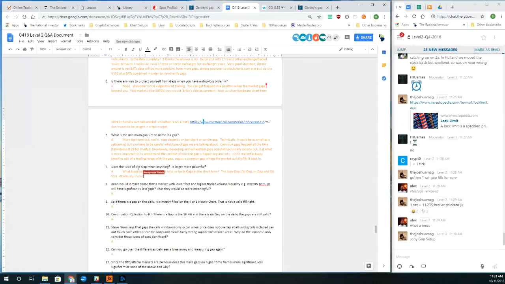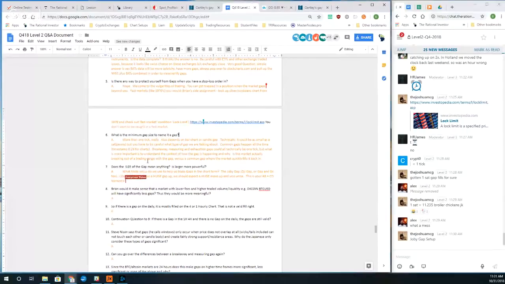So does the size of the gap mean anything? Absolutely. It can basically determine how big the continuation move is, and try and think of gap moves as like that AB equals CD kind of concept. So the gap itself is the AB. Should be a little bit of a consolidation. If we go through the gapping bar's high after the consolidation, that's your CD leg. The bigger the gap, the bigger the CD leg. Hopefully that helps answer that question.